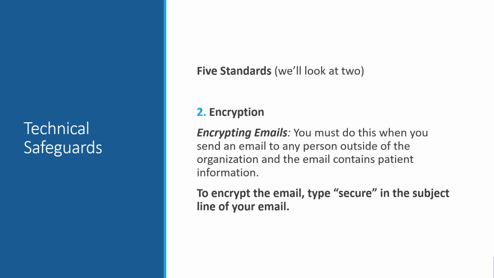The second safeguard is encryption, which is something you will do anytime you're sending an email with PHI outside of our organization. To encrypt an email, you only have to type the word secure in the subject line of the email. Magic will happen behind the scenes to protect the email for us. Remember, it's when you're sending an email with PHI and the recipient is outside of our organization that you must encrypt the email.